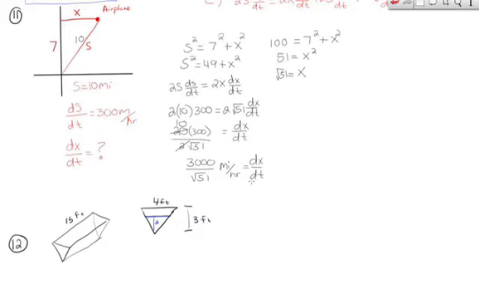So let's go to a decimal just so we can have that answer too. So 3,000 divided by the square root of 51, which I'm doing on my calculator, is 420-ish. So that appears to be 420.084 miles per hour.